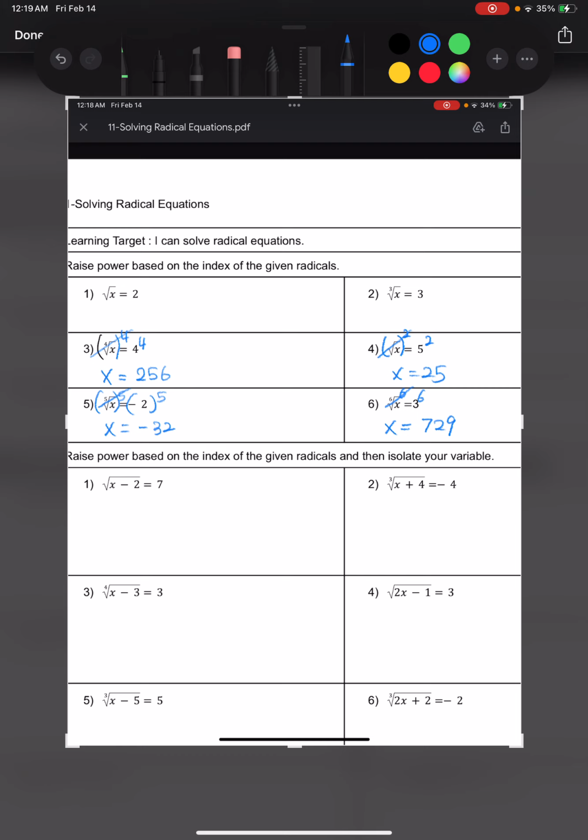Once you're done with these 6 problems, you can move on to the next section. The next section is a little more work, but it's also very simple. As long as you follow along, you should be fine.